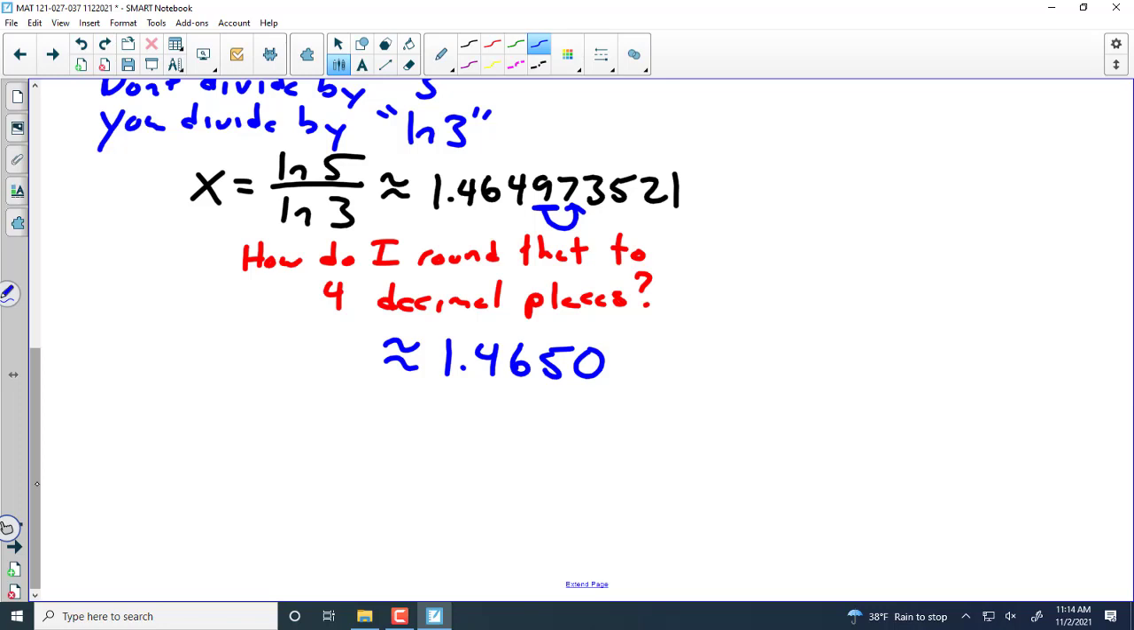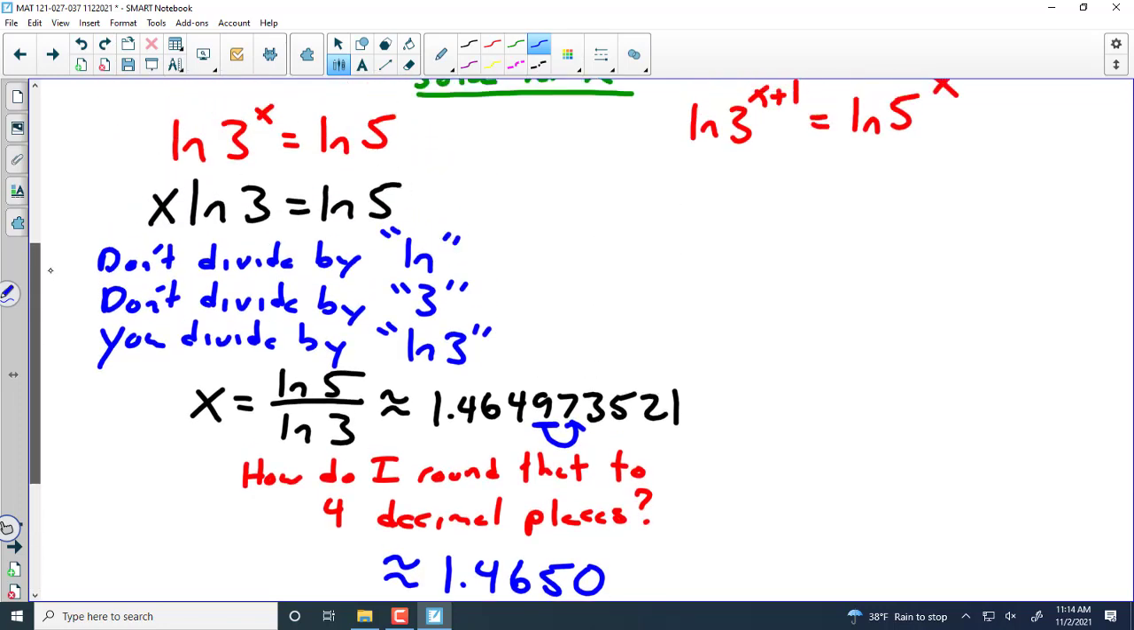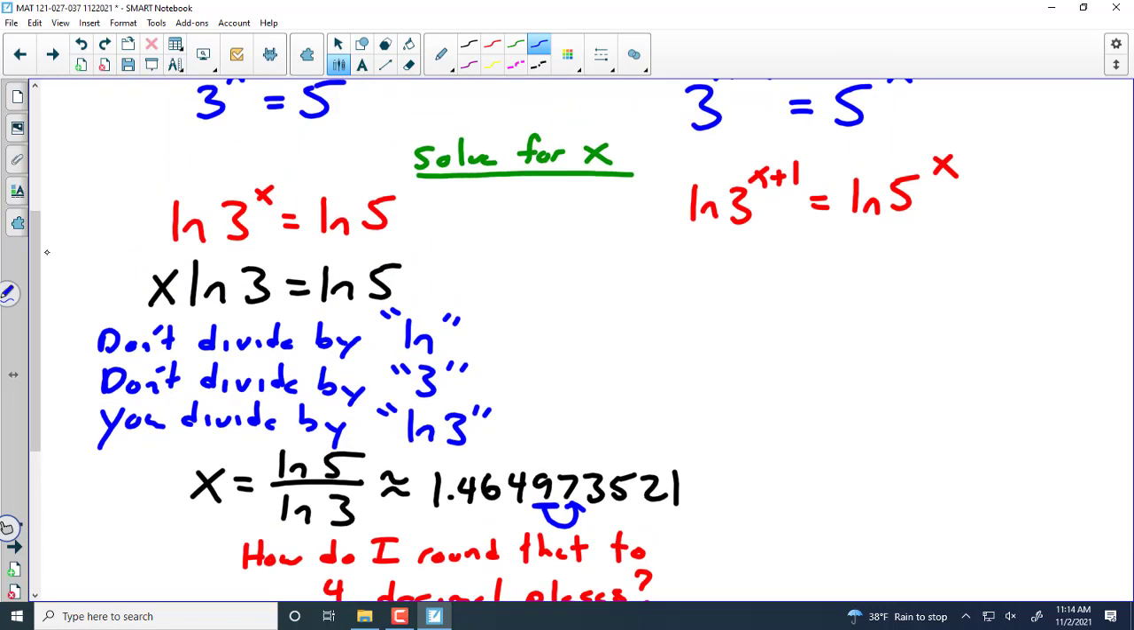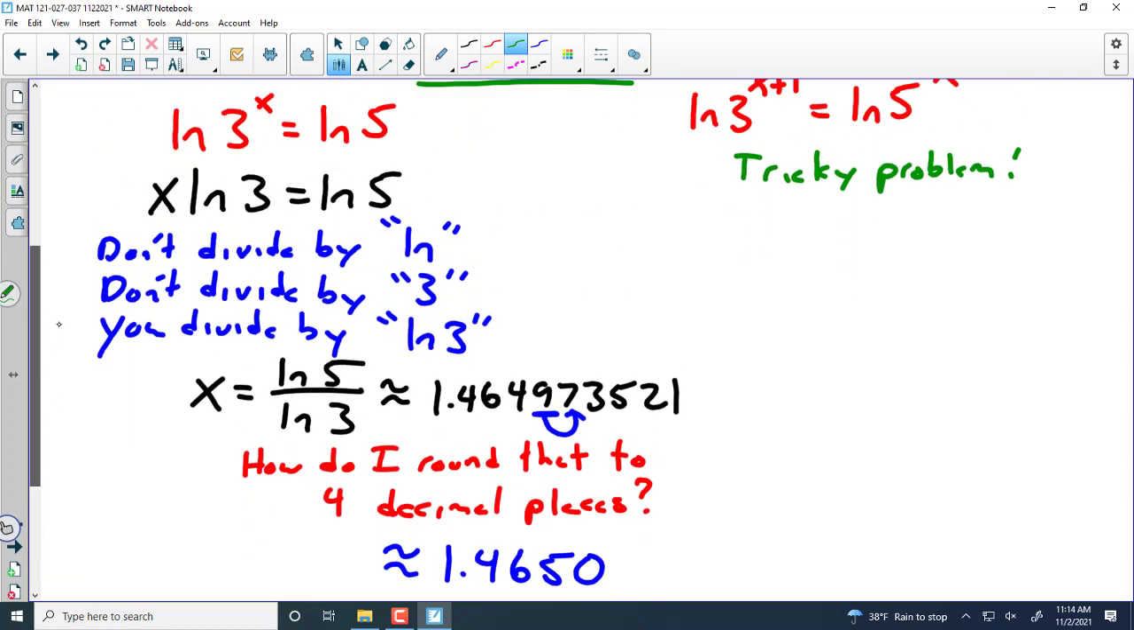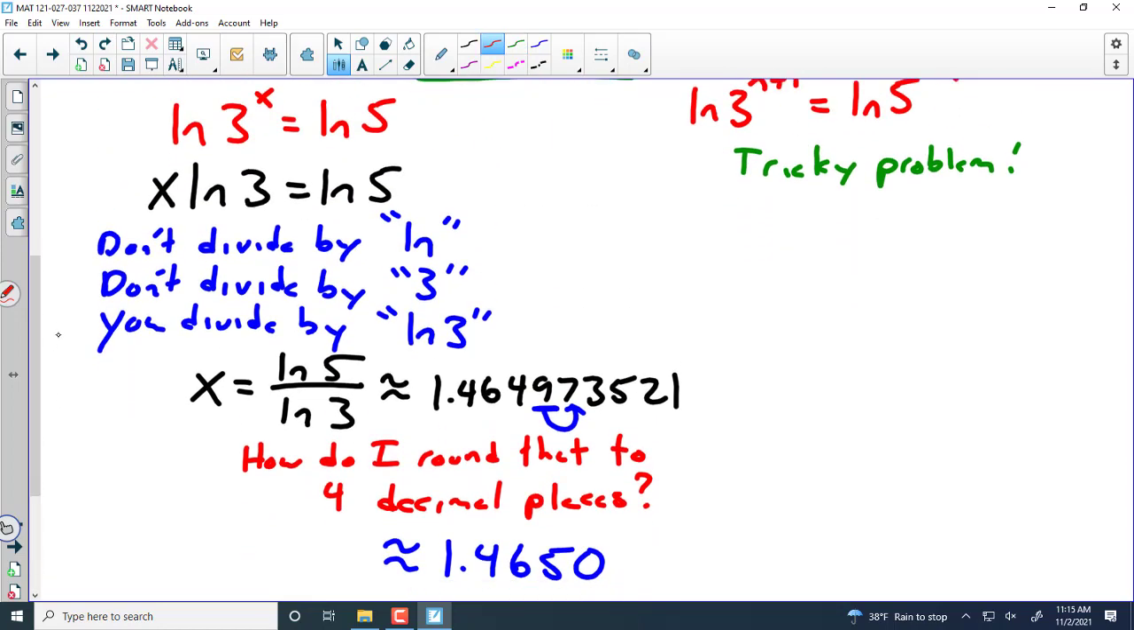Okay. This one right here is trickier. This is a tricky problem. In fact, it's so tricky, I'm going to give myself some more room to do it. No, we can squeeze it in here. I'll squeeze it in. I'll be fine.